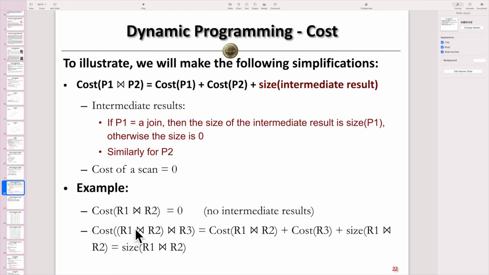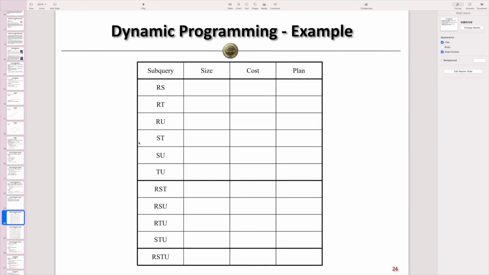We also show you some concrete examples. The cost for R1 join R2 will be equal to 0. However, the cost for R1 join R2 and further join R3 will be equal to the size of R1 join R2, right? So based on these terms, the cost as well as the size, we can fill in this table, these numbers, row by row. We will show you how to fill in these tables in the next page.